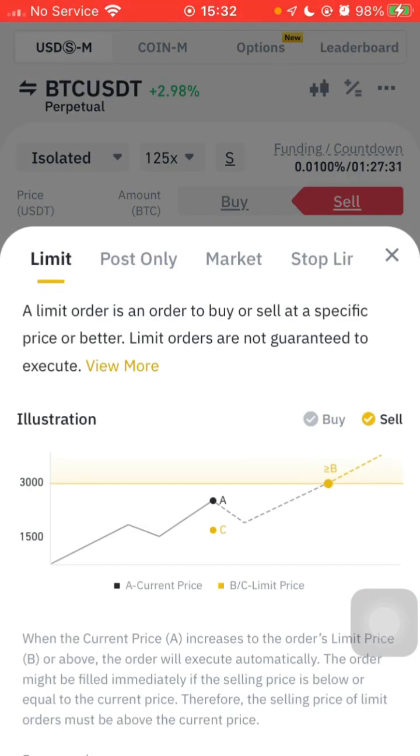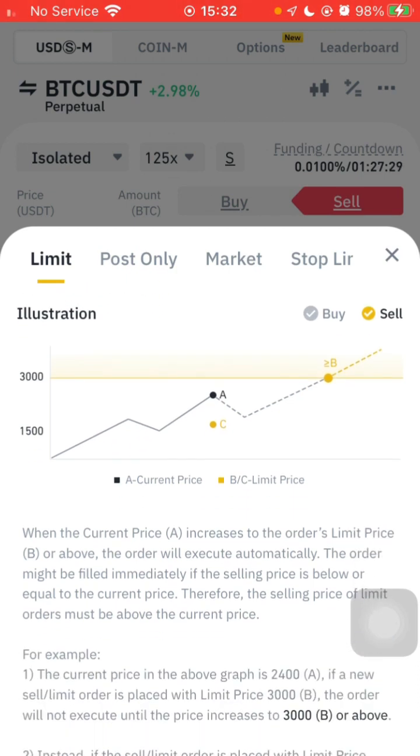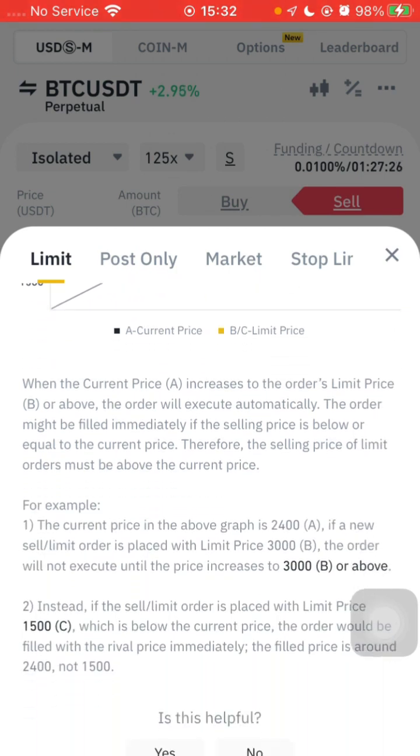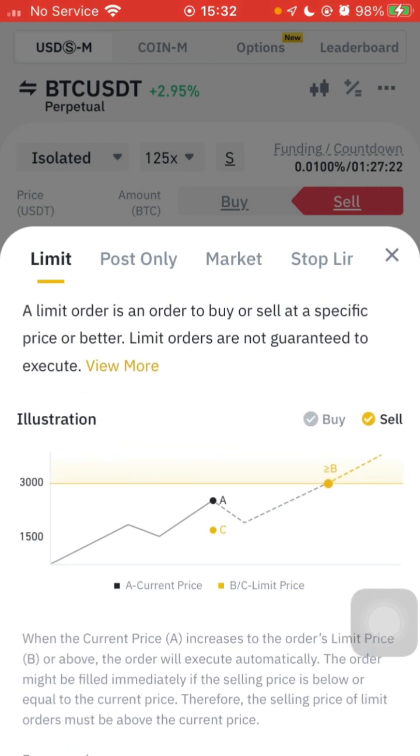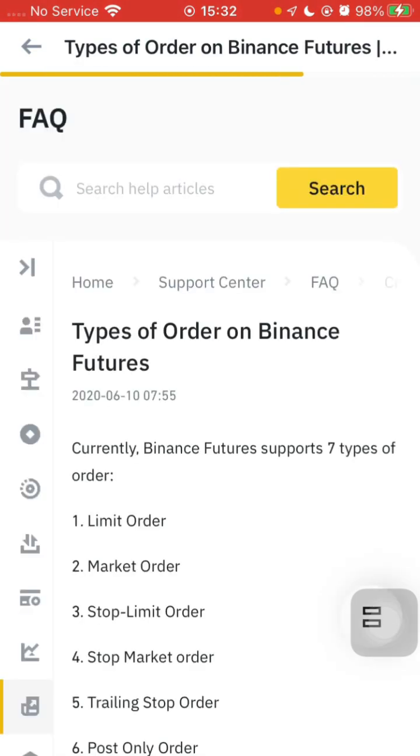Let me tap the info on the left hand side of limit so that you understand. Now this here is the explanation of what a limit order is and how a limit order works. You can view more. It will take you to another page, but we don't have time for that right now.